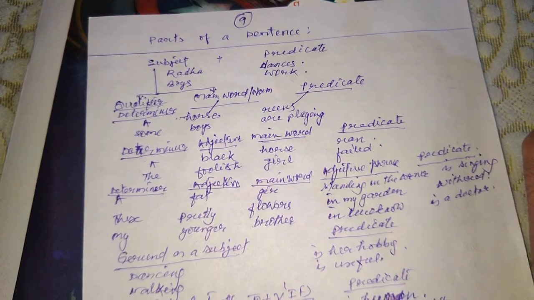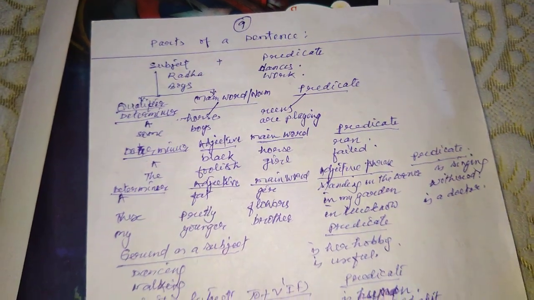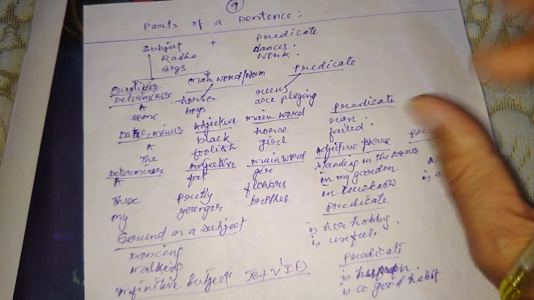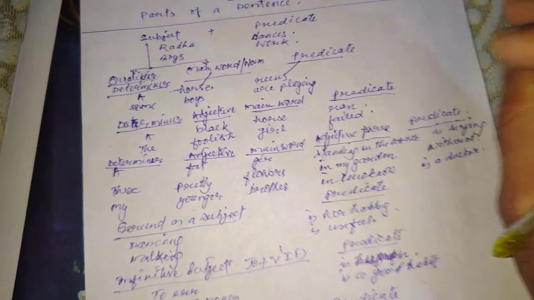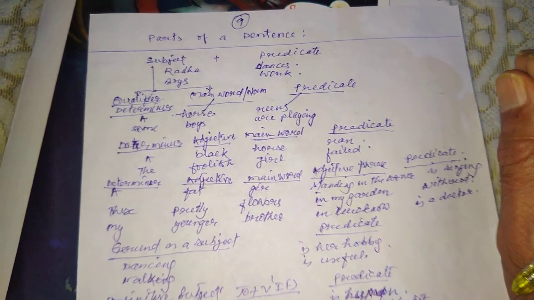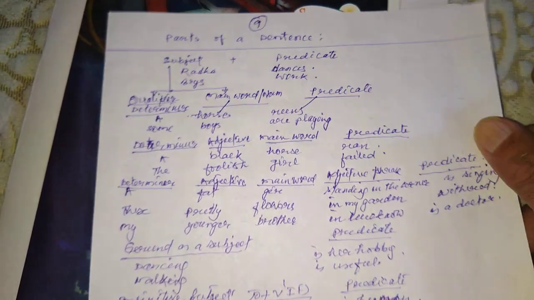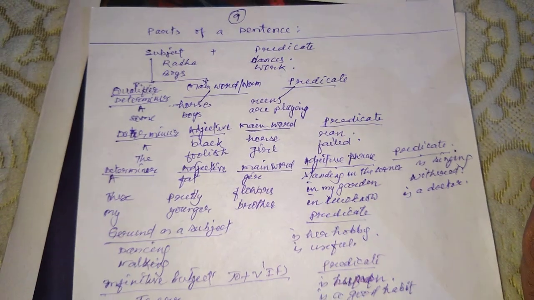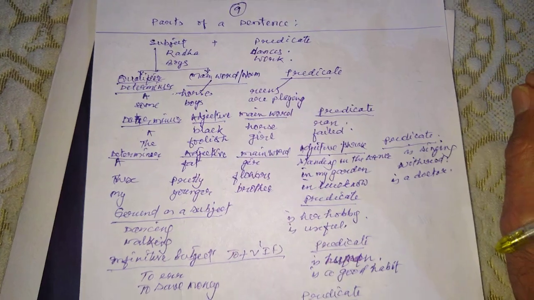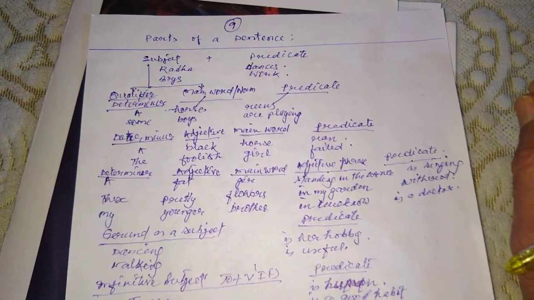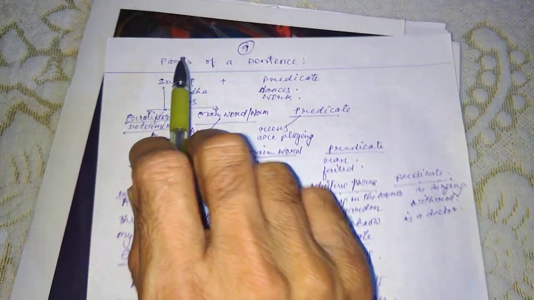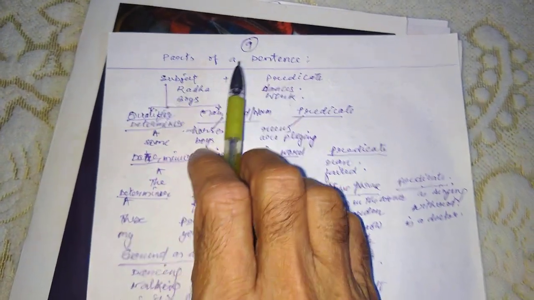Like if we talk about the subject, in how many parts can a subject further be divided, and if we talk about the predicate, in how many parts can the predicate further be divided. We are going to learn more about the construction, synthesis or architecture of a sentence. The heading of the topic is parts of a sentence.